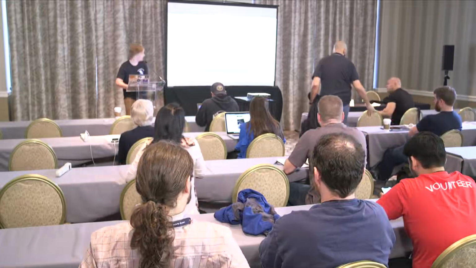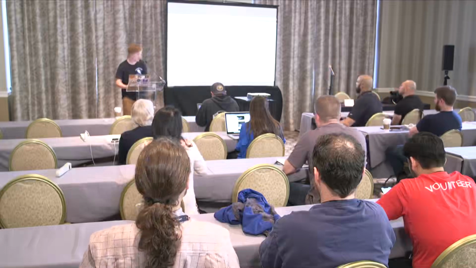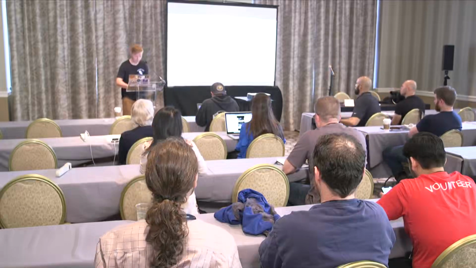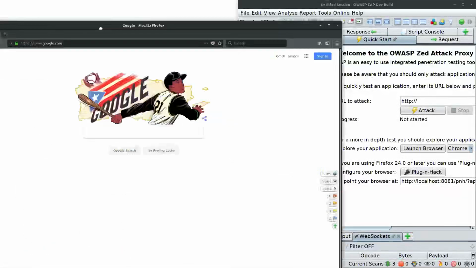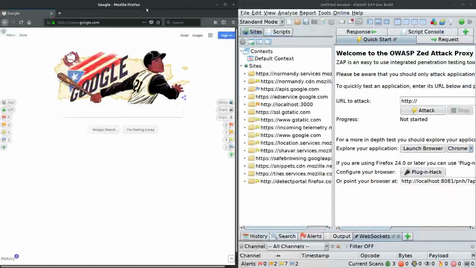Cool, so here we have ZAP running on the right side and we have Google running on the left side, and you can see that we have the heads-up display overlaid on top of it. So what we've done is we've taken a bunch of the different features of ZAP and put them into these tools.